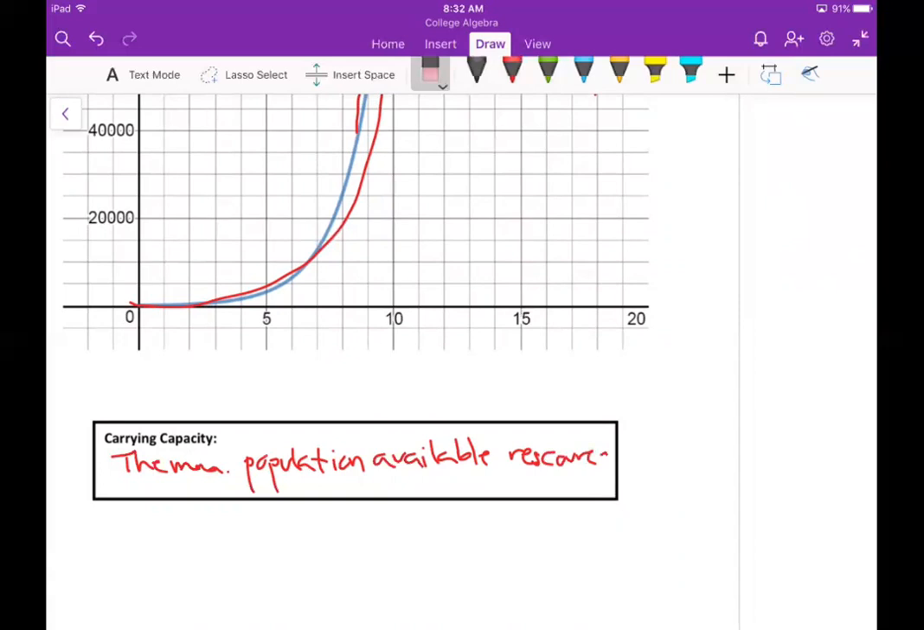Which I can't spell resources. Sorry about that. Also, sorry about my handwriting sometimes. I'm realizing like this max is not very legible at all. There we go. Sometimes I try and start to write too fast on the iPad. I can't keep up.